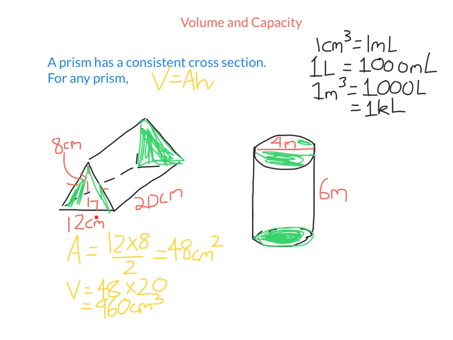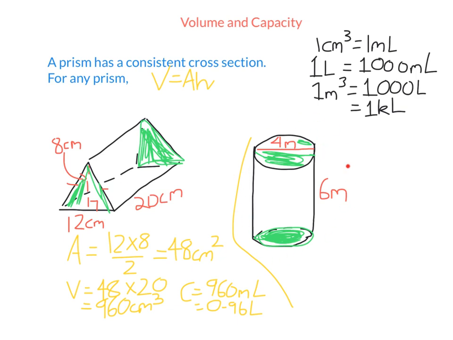So if this prism here is 960 centimeters cubed, its capacity will be 960 milliliters of liquid. So 960 milliliters is 0.96 liters. To get from milliliters to liters, I just divide by 1,000, because there are 1,000 milliliters in a liter. Once again, if you're going from a small unit to a larger unit, milliliters to liters, we divide. So this prism here would hold 960 mils of water, or 0.96 liters.